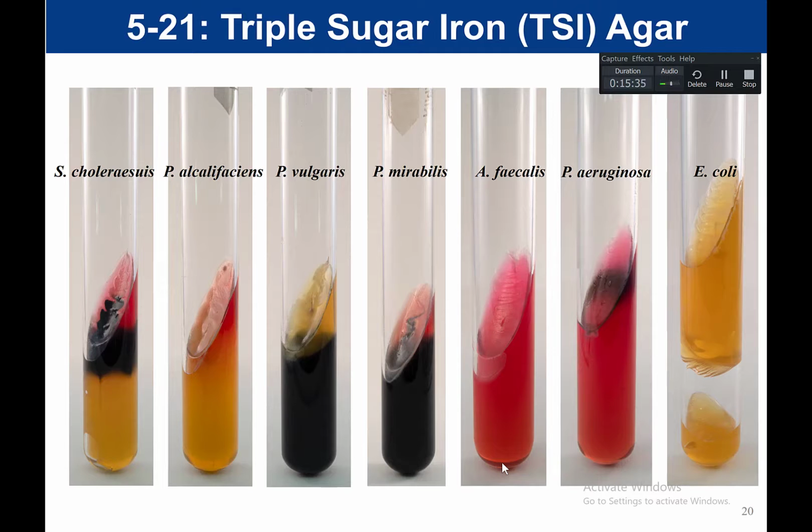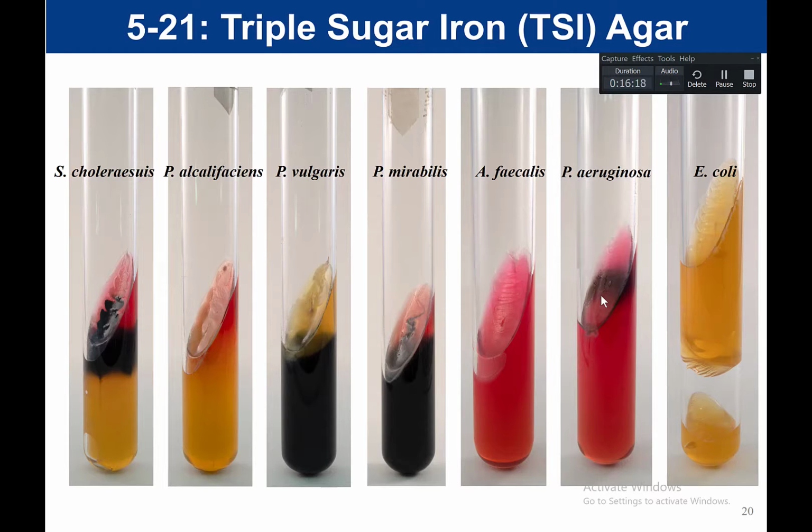If we look at Pseudomonas aeruginosa, notice that the tube is pink throughout. Now, you might notice something interesting here, that this top part is black. Notice it's not in the butt, it's on the very top. That is actually not positive for H2S. That black that you're seeing is actually a pigment that it's producing, but it's not producing H2S. So this organism would be, in this case, non-saccharolytic. It didn't use the sugar. It only used the peptones.